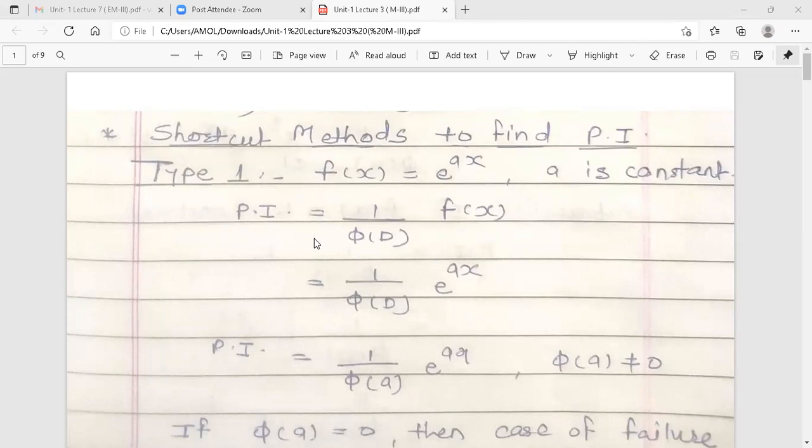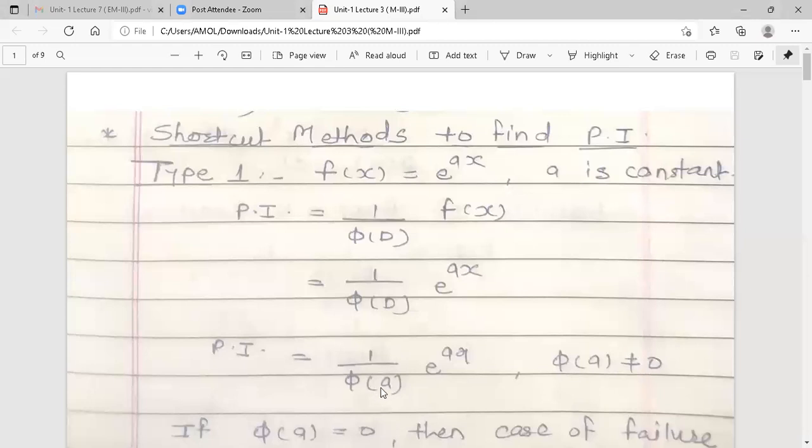Now the formula for PI is 1 upon phi of D into f of x. Now if the function is the particular exponential function e to the power ax, how to find the PI for this exponential function? The formula for PI is 1 upon phi of D into e to the power ax. Now replace the D of phi of D by the coefficient a. That a is from the exponential function, the coefficient of x in the exponential function. So replace the D by a, and so the PI will be 1 upon phi of a into e raised to ax. But the condition is here that phi of a must be non-zero.